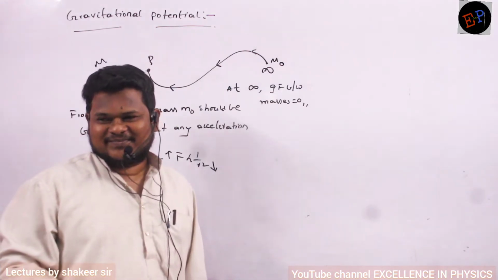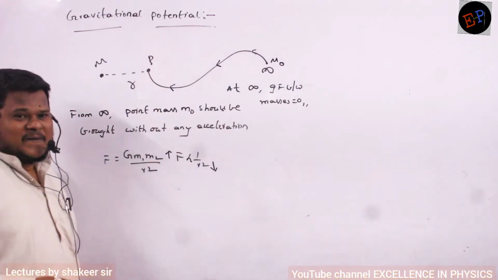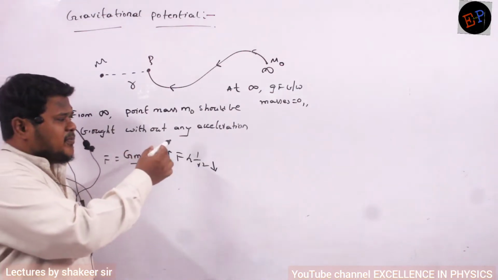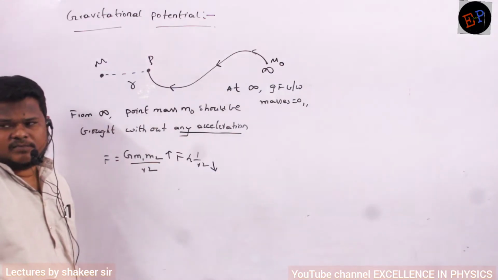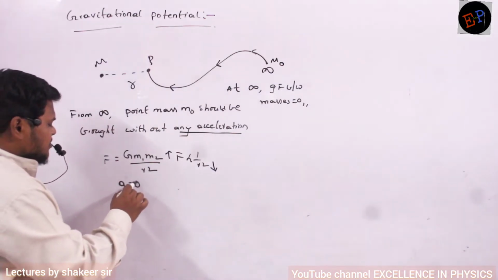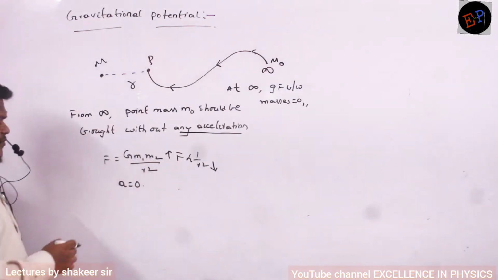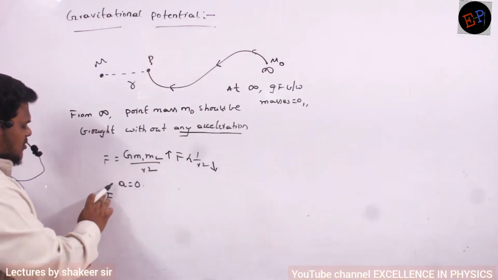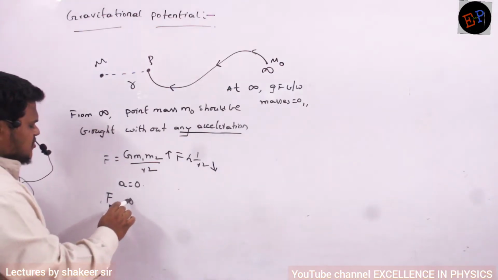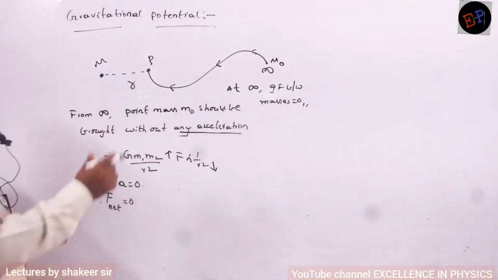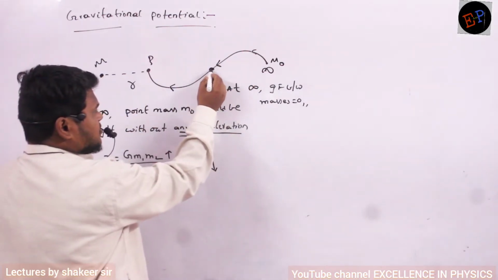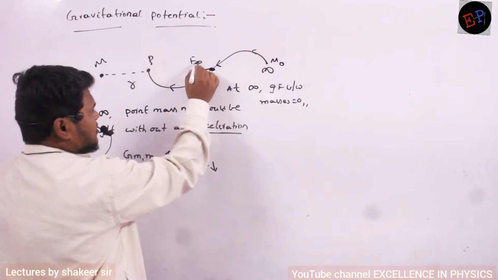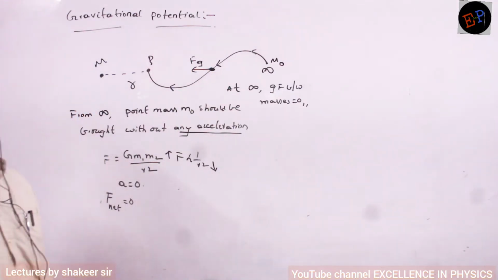Again, same question. Think a little. I have to bring it without any acceleration. Without any acceleration means acceleration is 0. If acceleration is 0, what is the net force acting on this mass? The net force acting on this mass should also be 0. But the gravitational force is definitely acting. For example, if this mass has reached up to here, the gravitational force is Fg, which is definitely acting. Then how can the net force become 0?